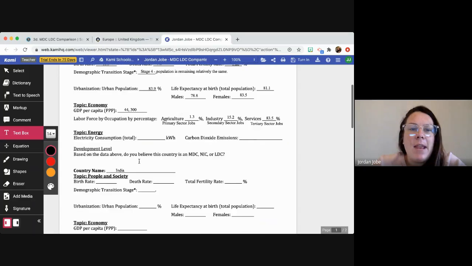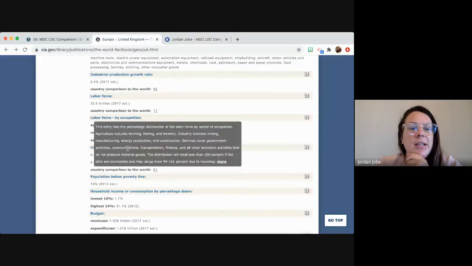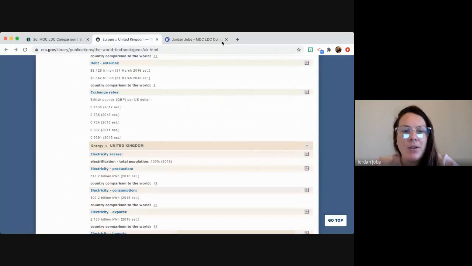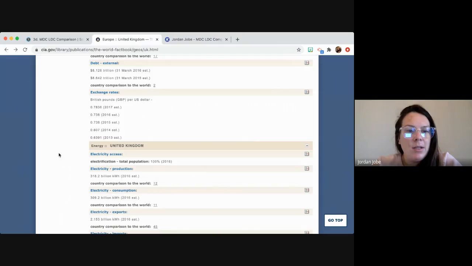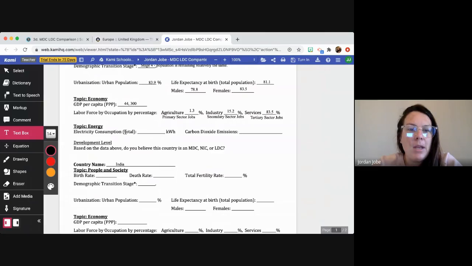Okay, then the next category that we take a look at is our energy. So we scroll and then we open up the energy tab. We are looking for electricity consumption for total. Right here, 309.2 billion.